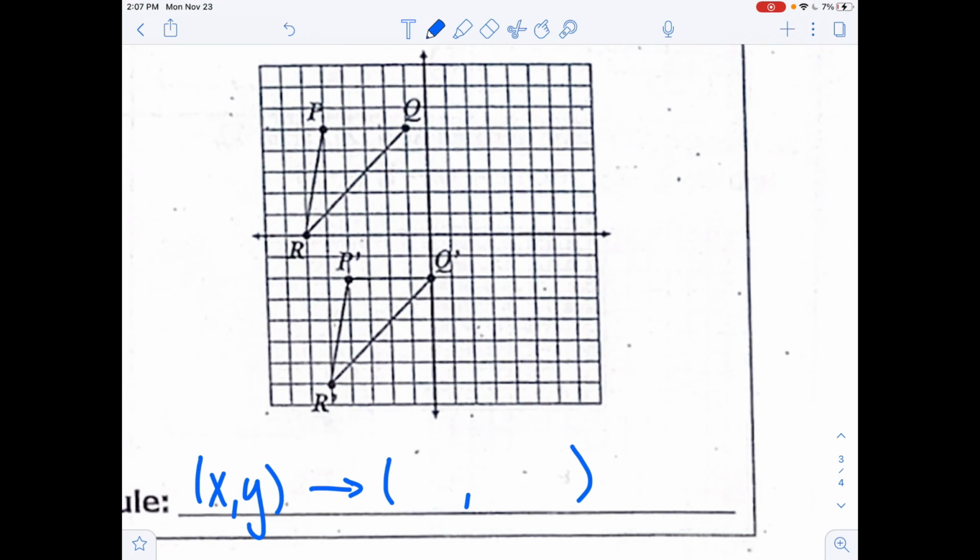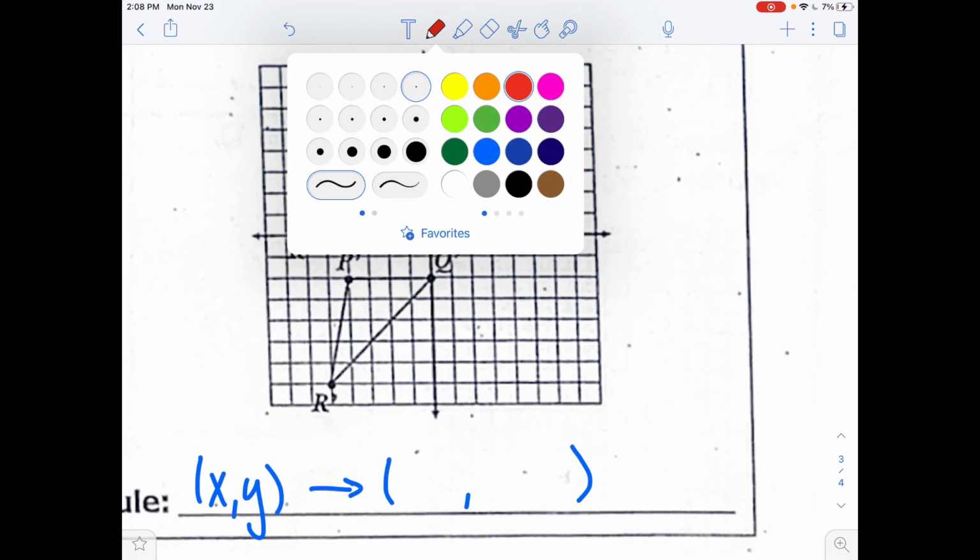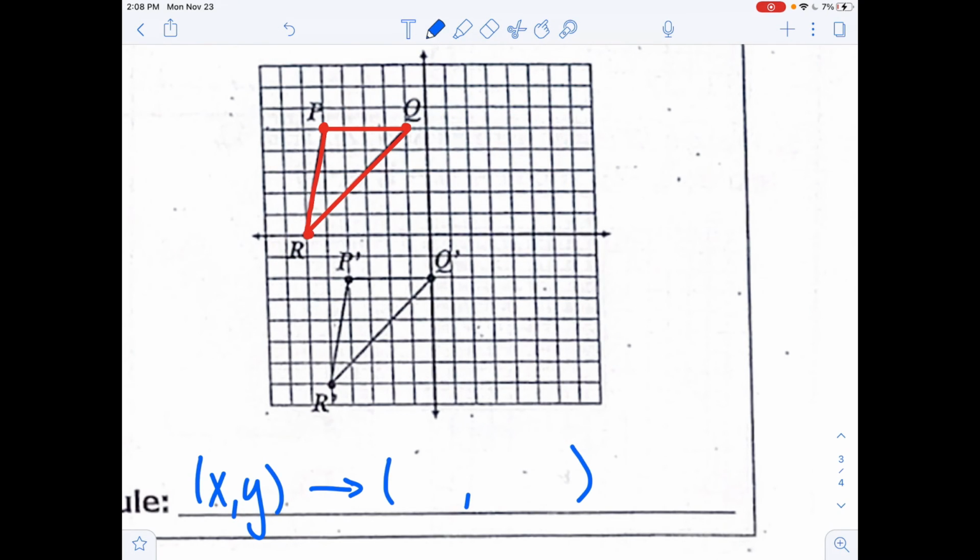Check out your image and pre-image. How do I find which one's the image? That's the one without the apostrophes. That's just regular old P, Q, and R, whereas your image is going to be P prime, Q prime, and R prime. And let's see, how do I move from P to P prime, or from R to R prime, or Q to Q prime? Let's do Q. So I'm going to move here. This is where I go from Q to Q prime.